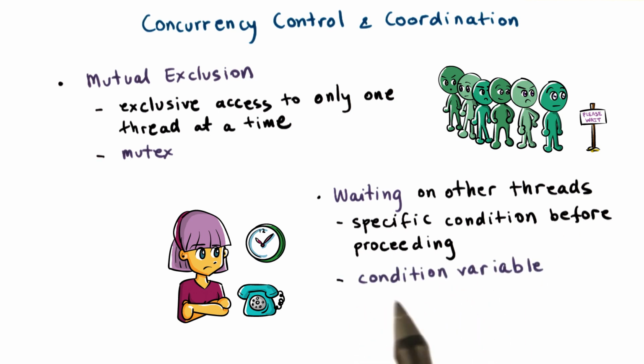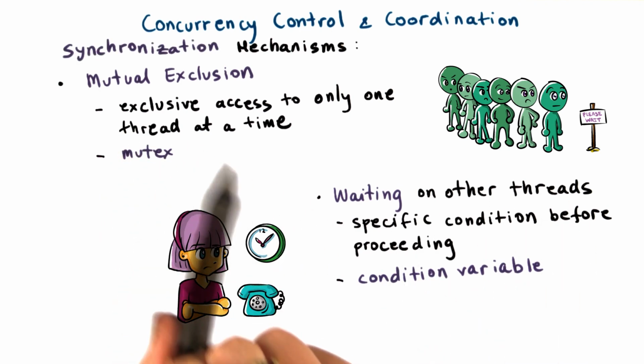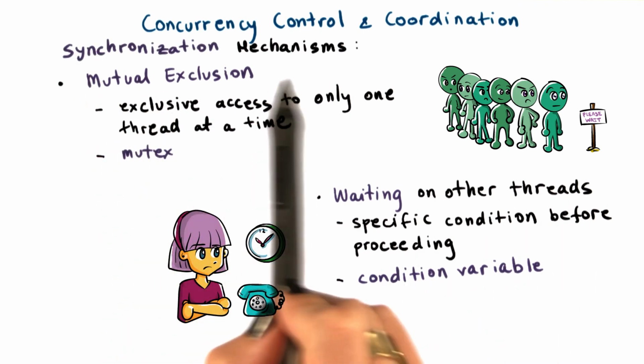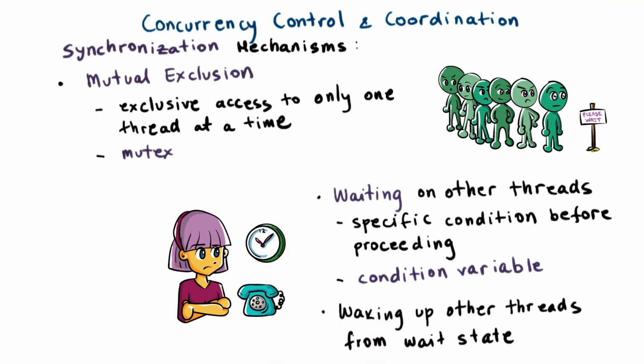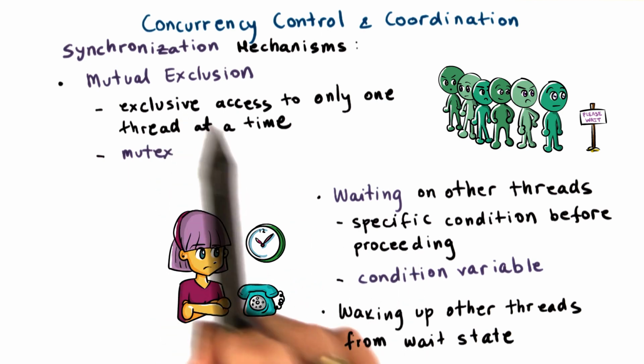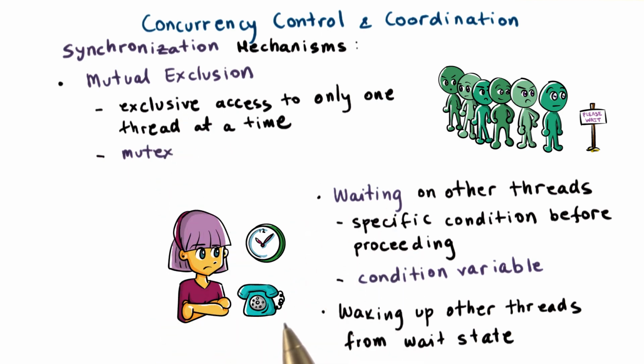Birrell talks about using so-called condition variables to handle this type of inter-thread coordination. We refer to both of these mechanisms as synchronization mechanisms. For completeness, Birrell also talks about mechanisms for waking up other threads from a wait state, but in this lesson, we will focus mostly on thread creation and these two synchronization mechanisms, mutexes and condition variables. We will discuss this issue a little bit more in following lessons.